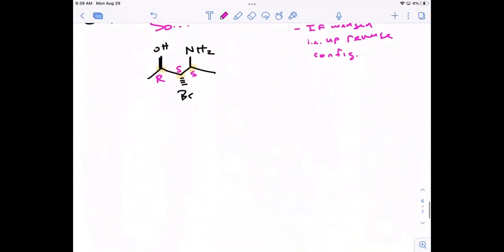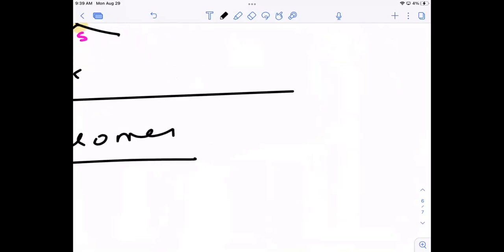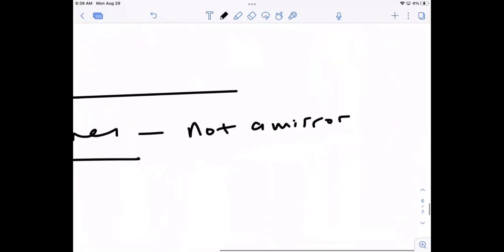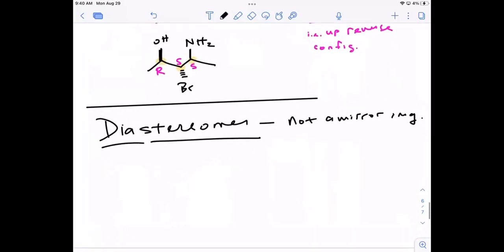All right, so now I'm going to introduce you to another topic, another type of stereoisomer. And that is what we know as a diastereomer. Excuse me. All right, and a diastereomer is not a mirror image. It's not a mirror image, but it is a stereoisomer. So let me show you what a diastereomer would look like.